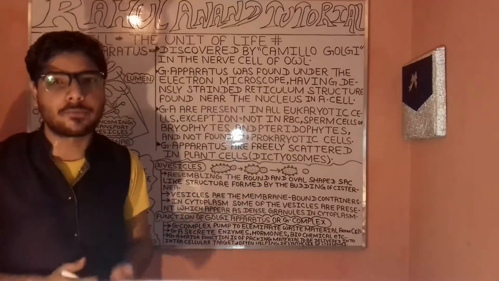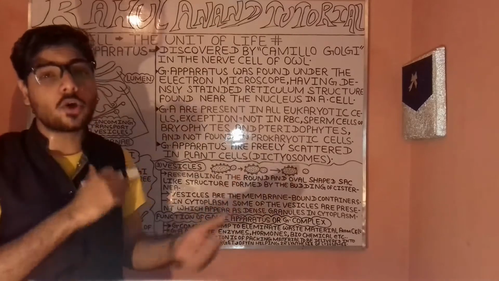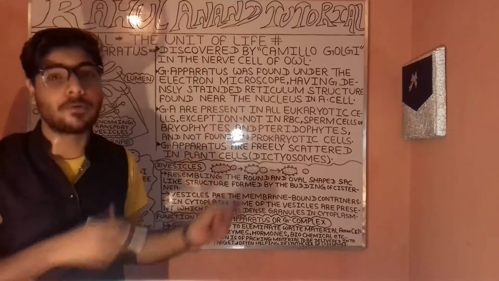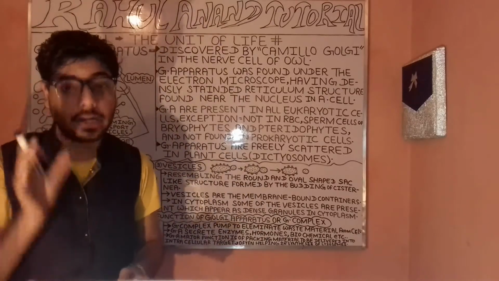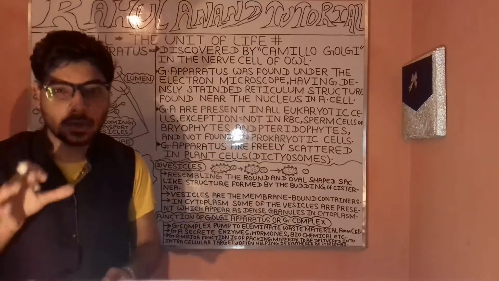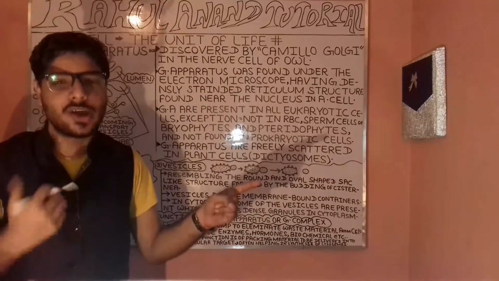Now let's proceed with the second case. When we are talking about the Golgi apparatus, where will these be found? These will be generally found in the prokaryotic cell. And what is actually the prokaryotic cell? You are very clear about that.